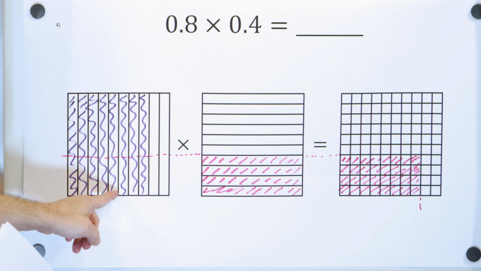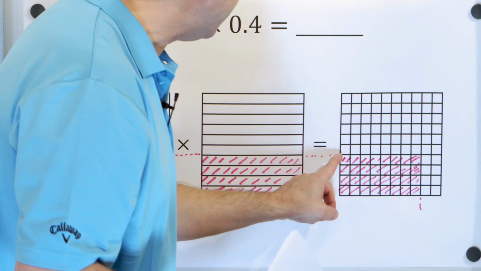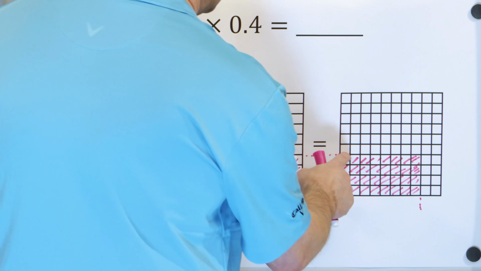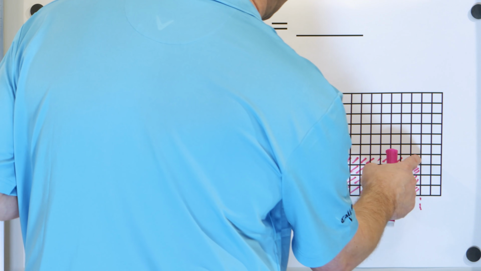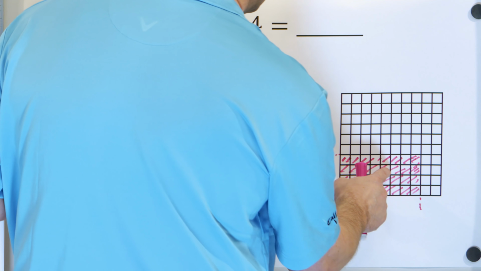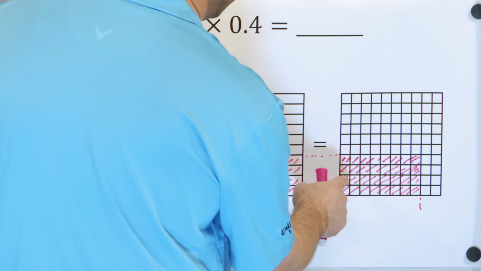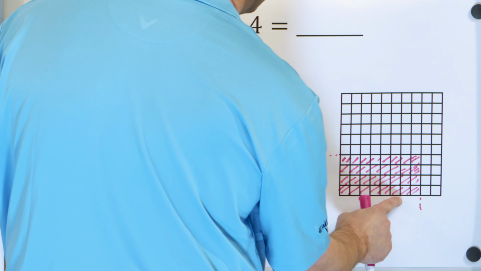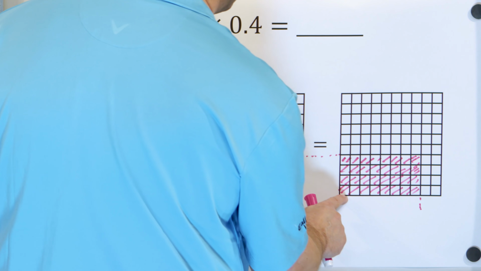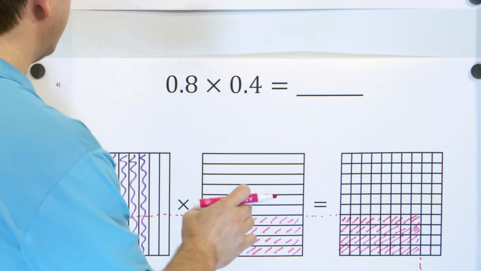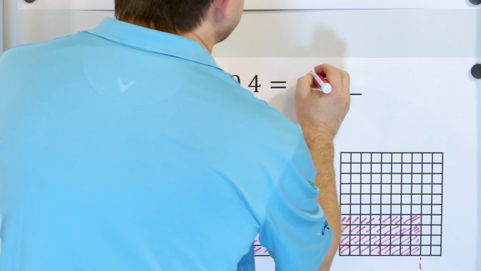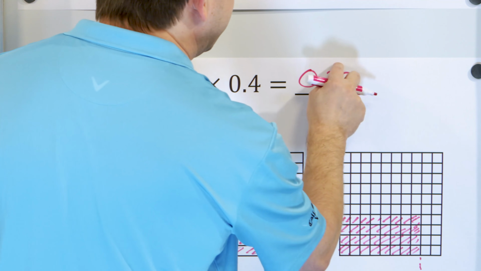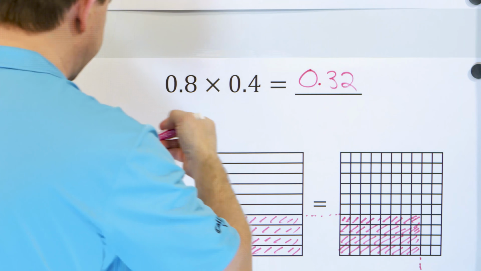Notice this is the answer after we chopped it. We're just taking that and cutting the whole thing into 100 pieces to see how many we have. 1, 2, 3, 4, 5, 6, 7, 8, 9, 10, 11, 12, 13, 14, 15, 16, 17, 18, 19, 20, 21, 22, 23, 24, 25, 26, 27, 28, 29, 30, 31, 32. 32 squares out of 100 is 0.32. This is the tenths, this is the hundredths. Read it together. It's 32 out of 100.